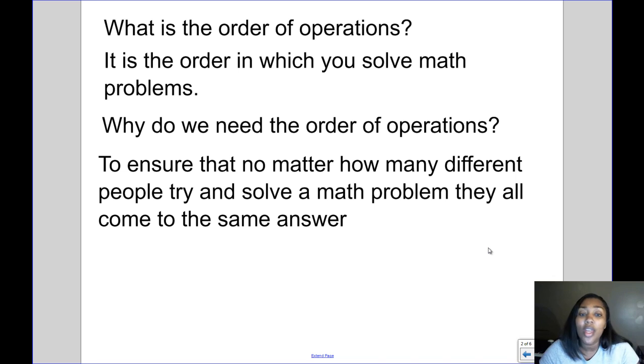It's to ensure that no matter how many different people solve a particular math problem, they all come up with the same answer. So basically it gives you some rules to let you know in what order you need to solve a series of operations so that everyone gets the same answer in the end.